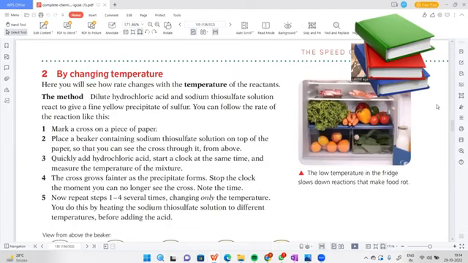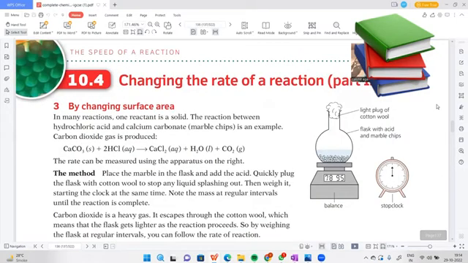Yes, ma'am. Changing the rate of reaction. No, ma'am, हमने surface area नहीं करा. Surface area से नहीं.